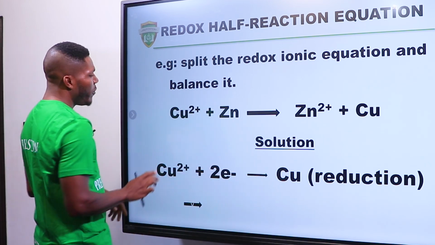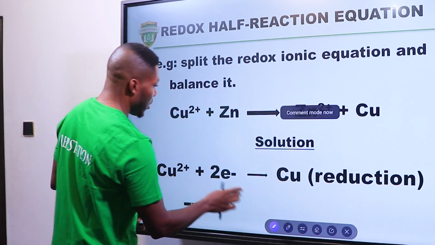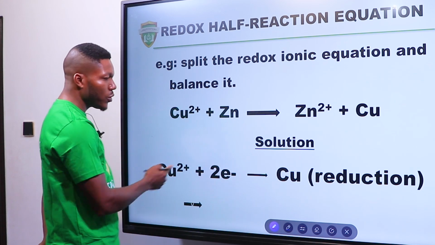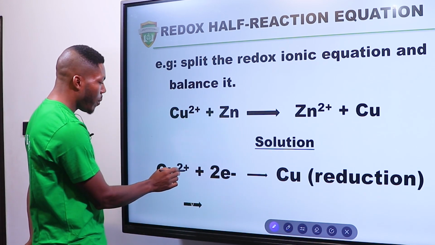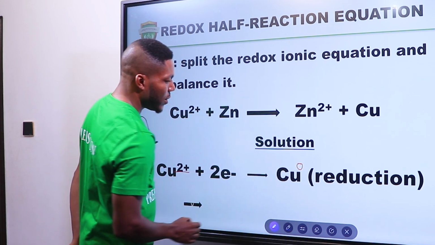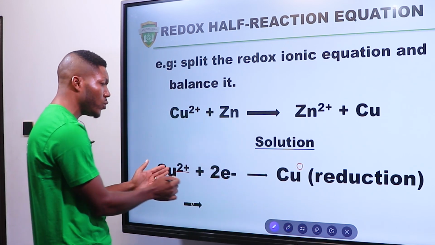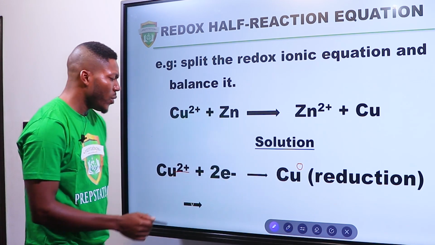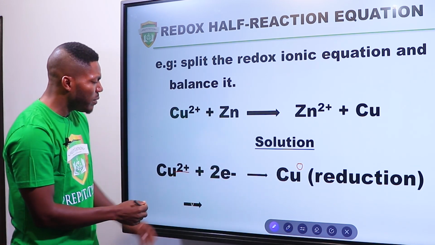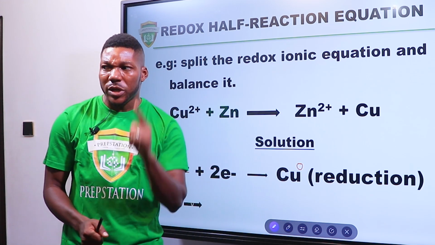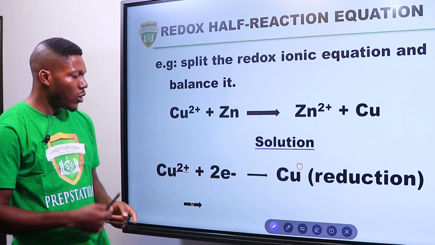Now, don't forget the reason why. This is reduction because of the charges we have. Copper here is +2, but copper here in the normal state is 0. So as we're moving from +2 to 0, reduction takes place. There's a gain of electrons here. In chemistry, all equations written must be balanced. You must take note of that.